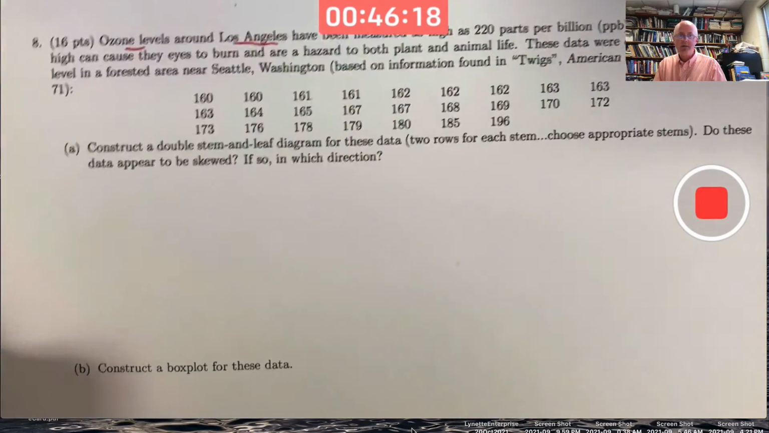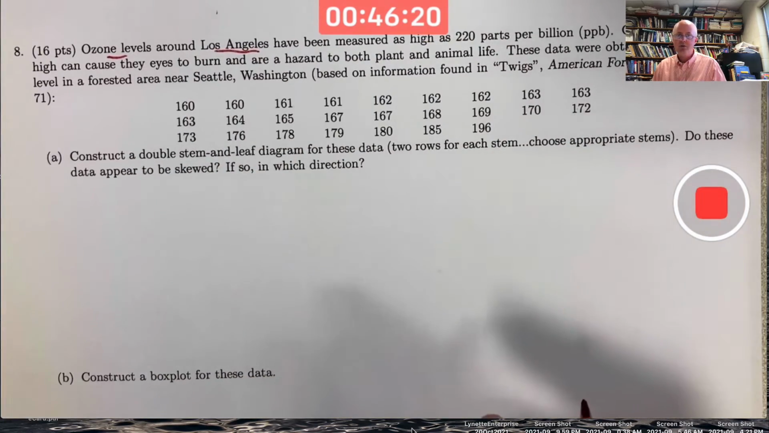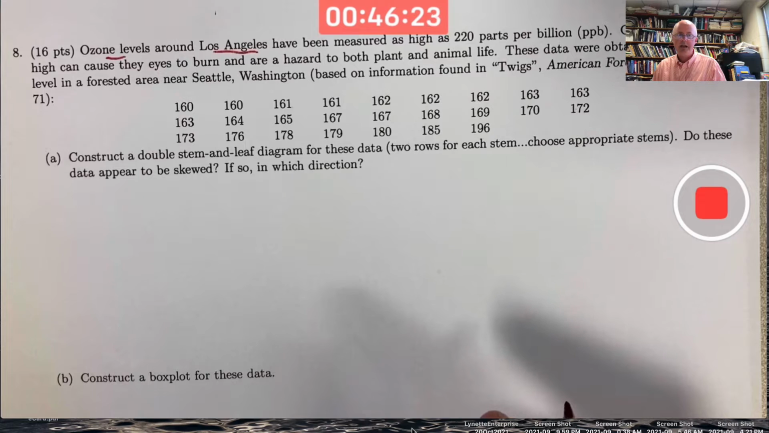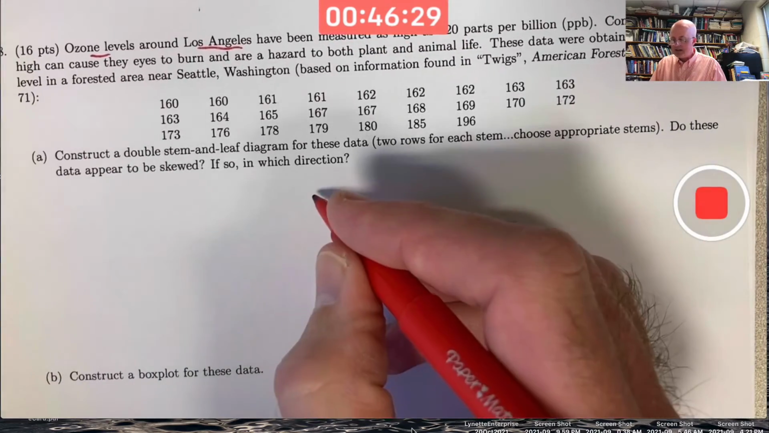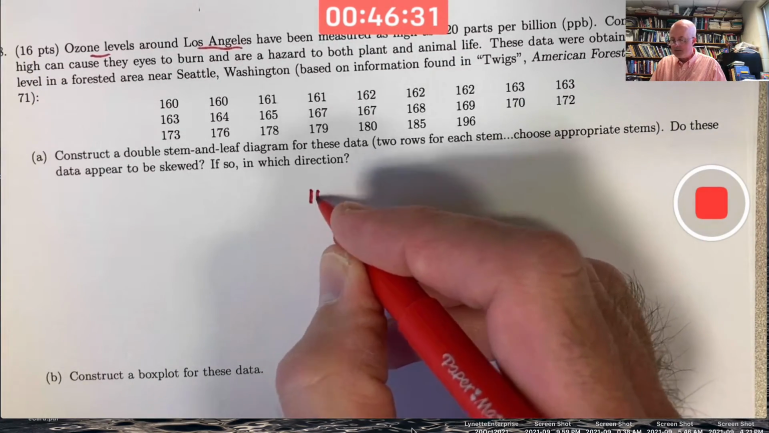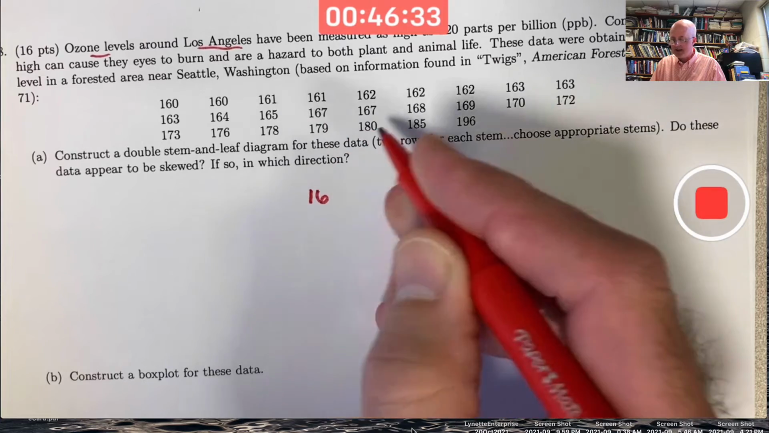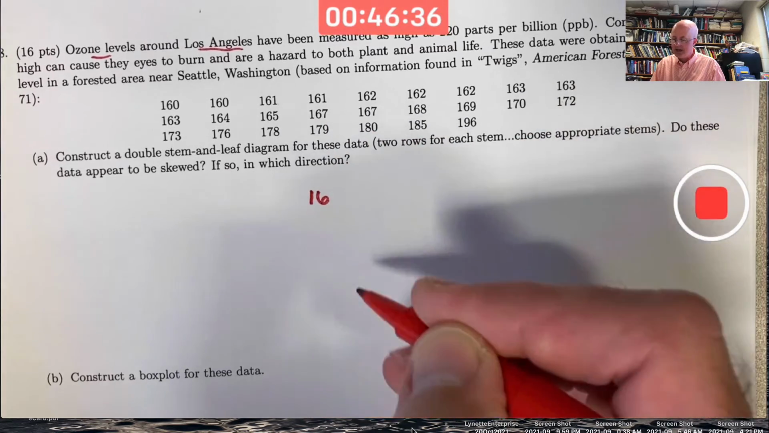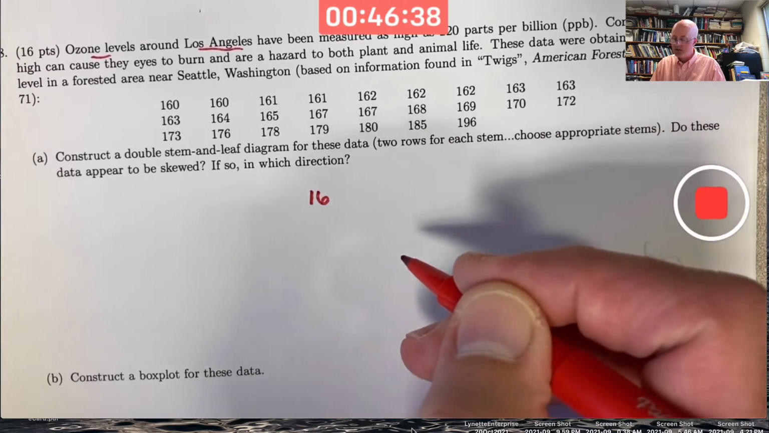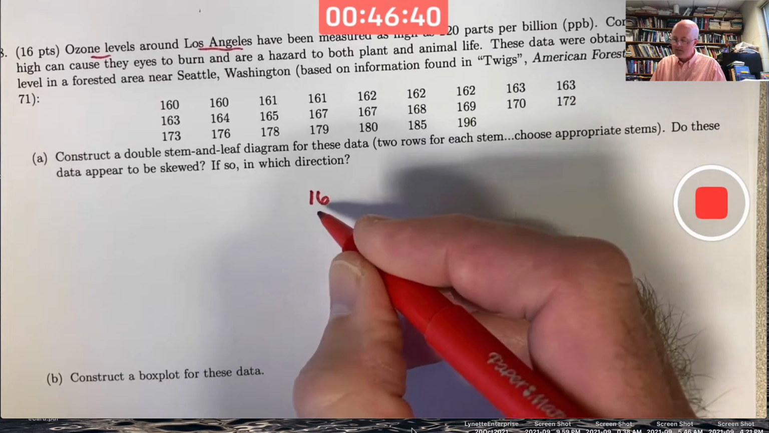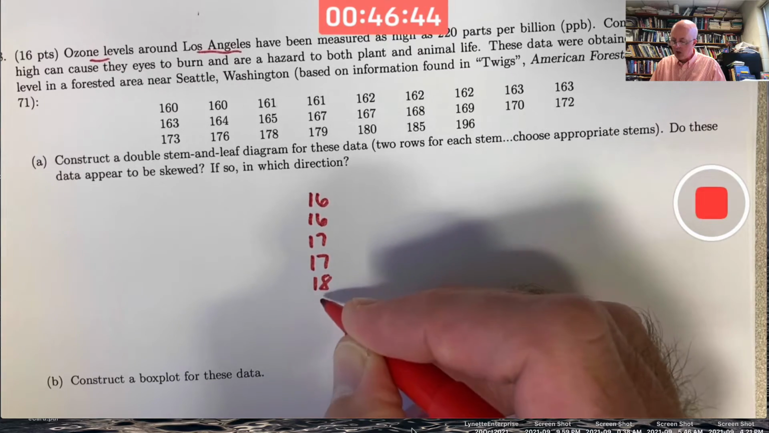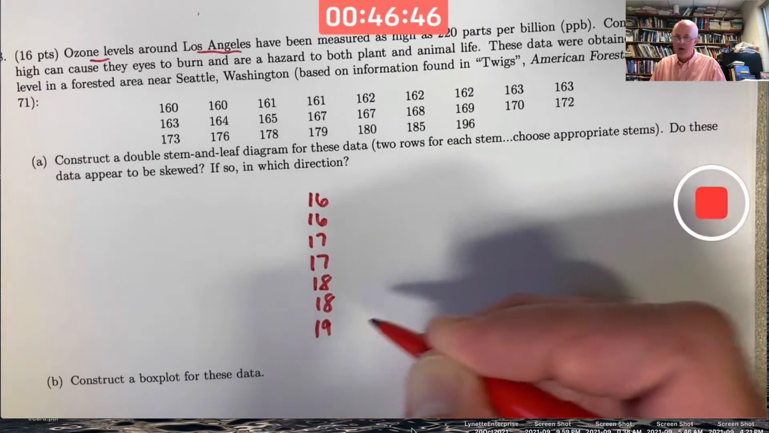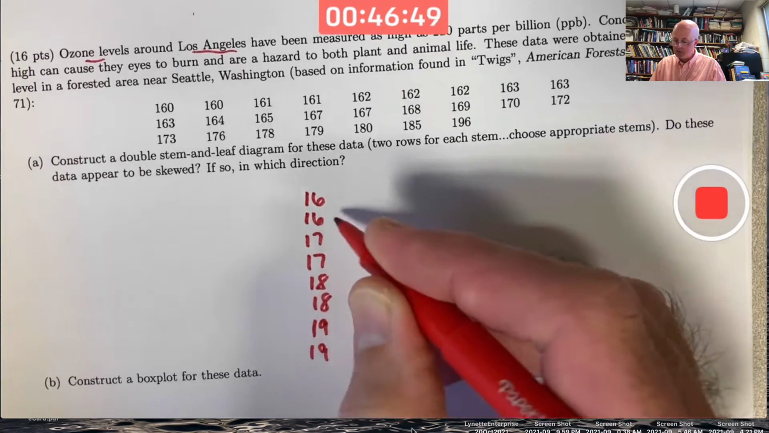Part A, construct a double stem and leaf diagram for these data, 2 rows for each stem. Do these data appear to be skewed, and if so, what direction, left or right? With an ordinary stem and leaf diagram, you'd put stems to be 16, 17, 18, and 19, the first 2 digits of these numbers. But with a double, you want to do each of those twice. Yeah, with the 19, I guess we'll need to do it twice as well.